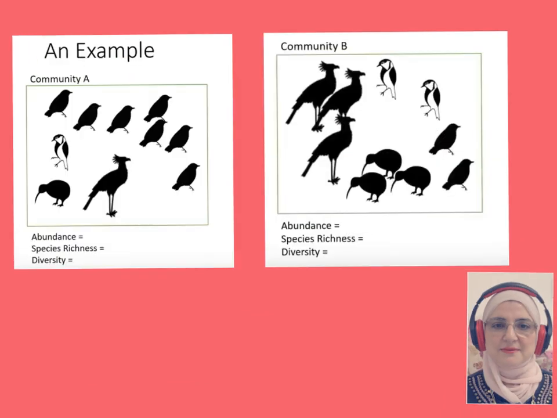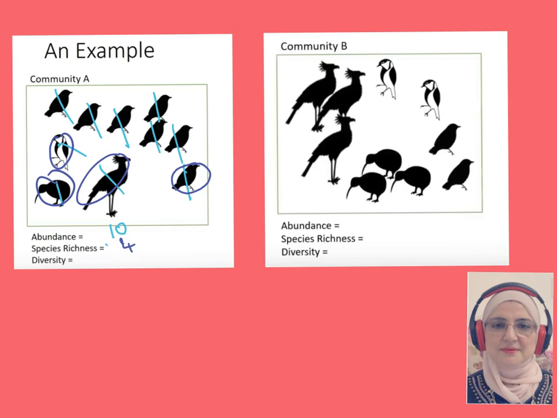Let's take an example here. We have 2 samples of 2 different communities in 2 different areas in the world. Community A and Community B. Community A has a relative abundance of 1, 2, 3, 4, 5, 6, 7, 8, 9, 10. So the abundance here is 10. Species richness, so how many different species are existing here? 1, 2, 3, and 4.